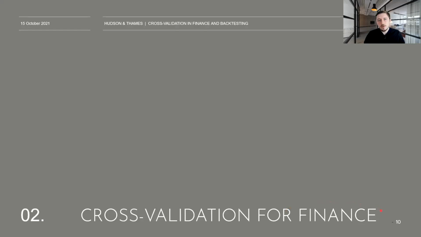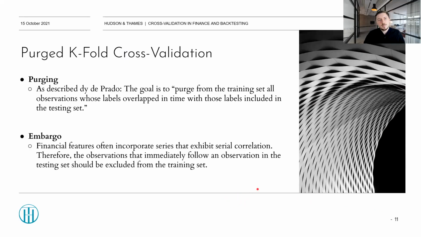Now to cross-validation for finance. The solution proposed in the original work is the purged k-fold cross-validation, which consists of adding two new ideas, the idea of purging and the idea of embargo. So purging, as described by de Prado, the goal here is to purge from the training set all observations whose labels overlapped in time with those labels included in the testing set. Meaning that, again, as described previously, if in the testing set we have a set of labels or information which was calculated based on some set of elements from the training set, those elements from the training set have to be removed or purged.